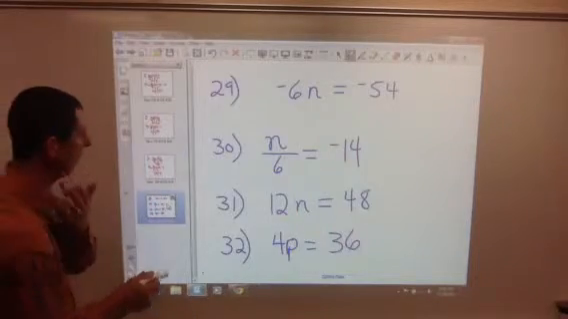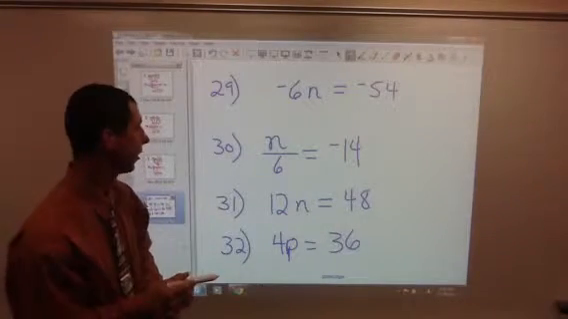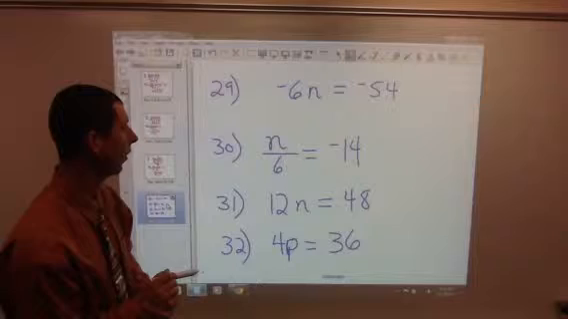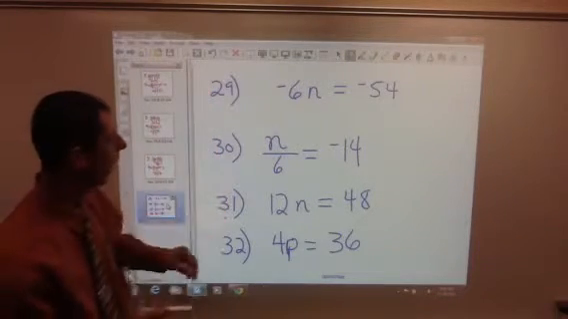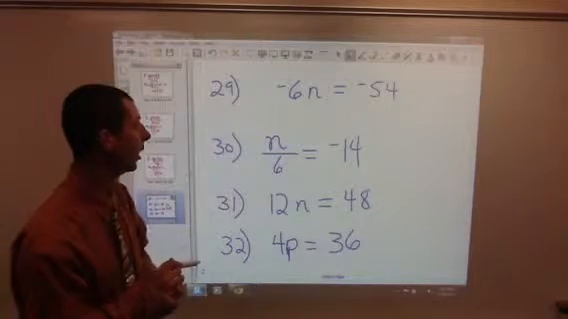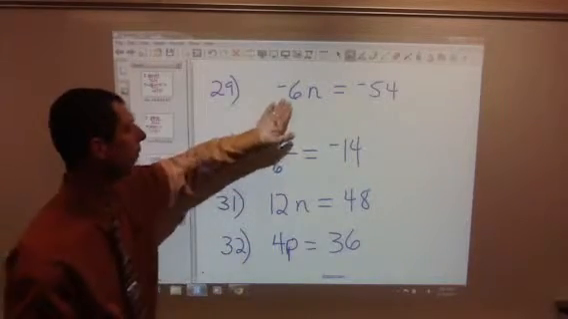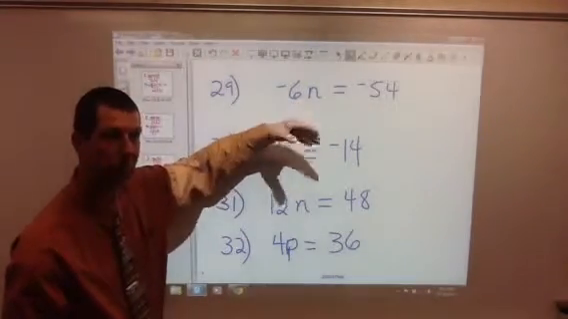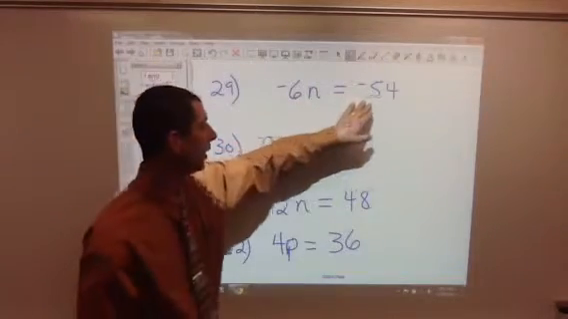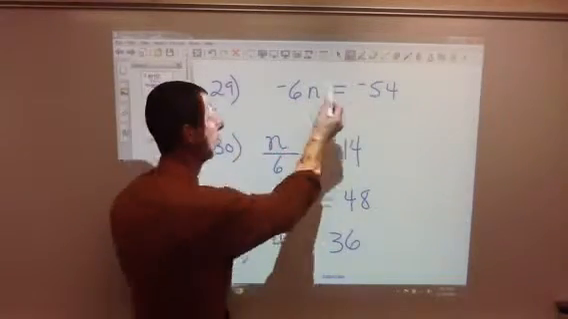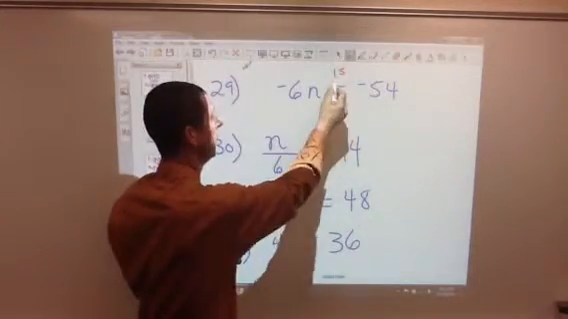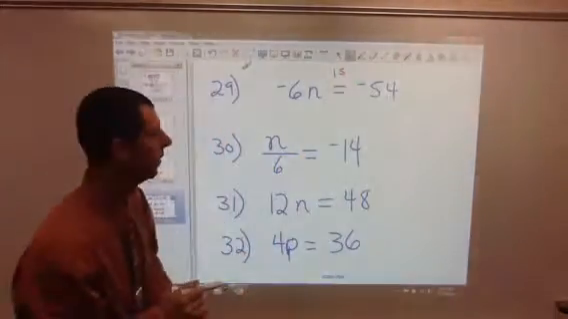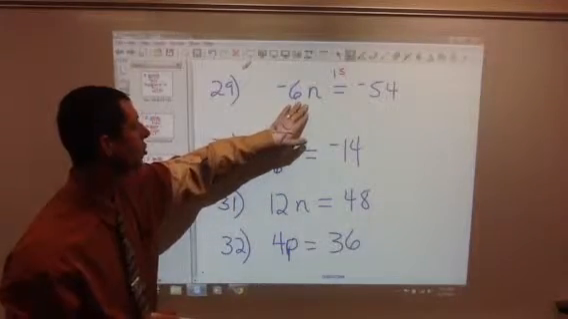Okay, now on the other side, if you take a look at 29, 30, 31, and 32, I'm going to help you get those set up. Here they are. On number 29, it should be set up -6 times n. That's product. Product is multiplication. Is equals. So when you see the word is, you can replace it with an equal sign. Is -54. So that's how you set up 29.